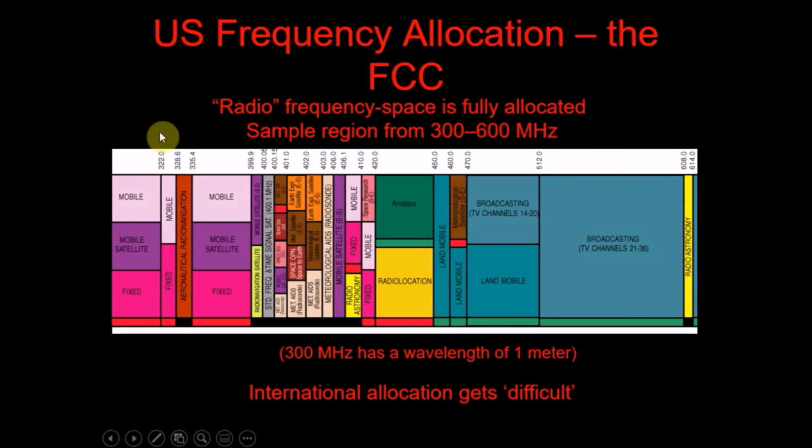And of course, internationally, different countries actually allocate different proportions of radio signals for different purposes, so things get difficult as you move from one place to another. Just for reference, a frequency of 300 megahertz here has a wavelength of about 1 meter. So what does this mean for modern communications?